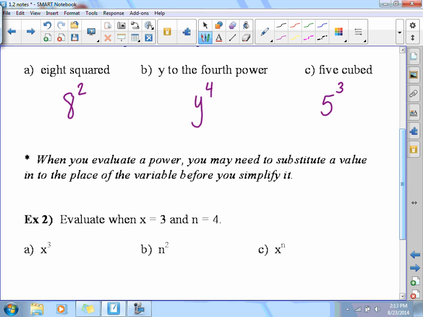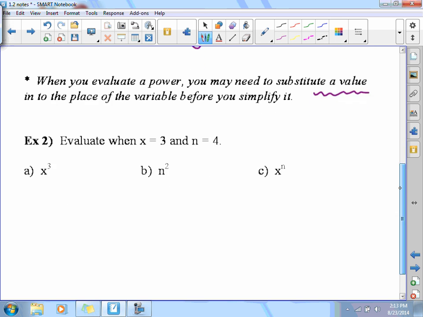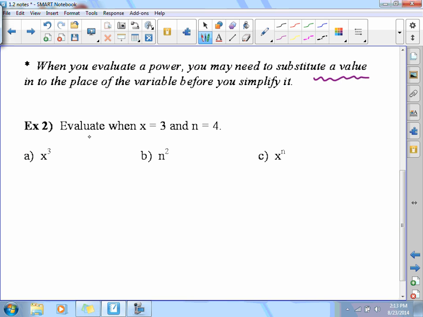And when you evaluate a power, you may need to substitute a value into the place of the variable before you simplify it. And we've been working a lot with substitution in the last section. So here, the directions will say to evaluate the expression when x equals 3 and n equals 4. So they're going to give us two different variables and two different values for them. So in part A, we have x to the third power, or x cubed. Now, the value for x is also 3, so don't be confused by that. I'm not making the base a 3 because of the exponent. I'm putting a 3 in for the x because the value of x is 3.